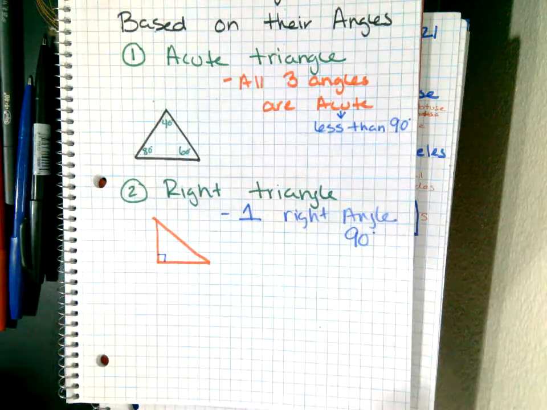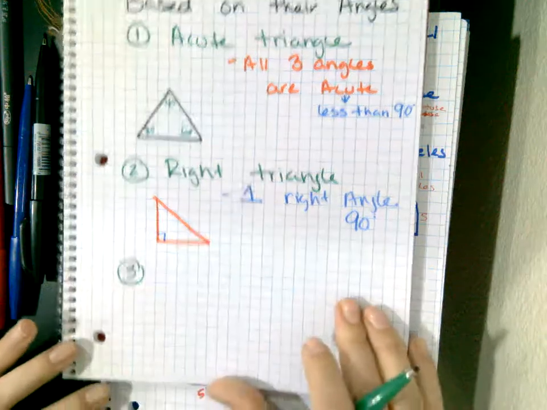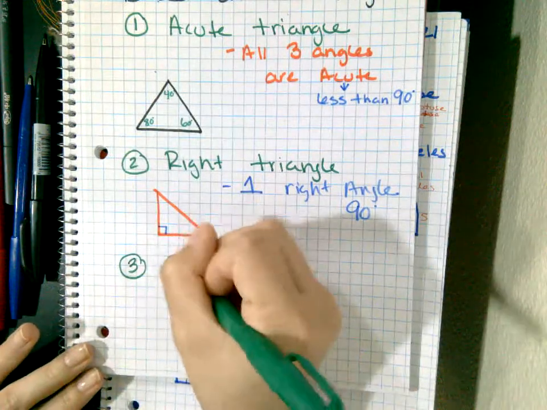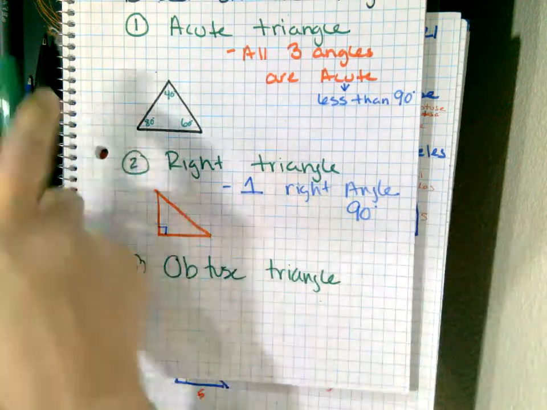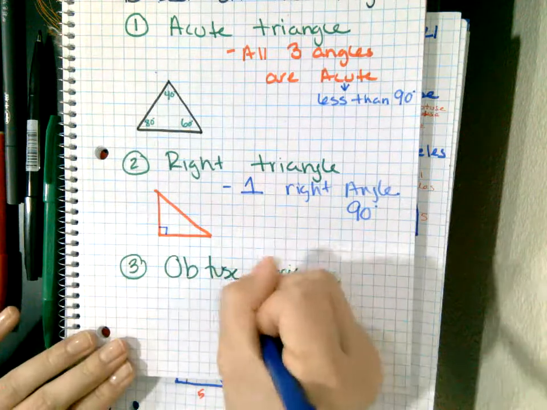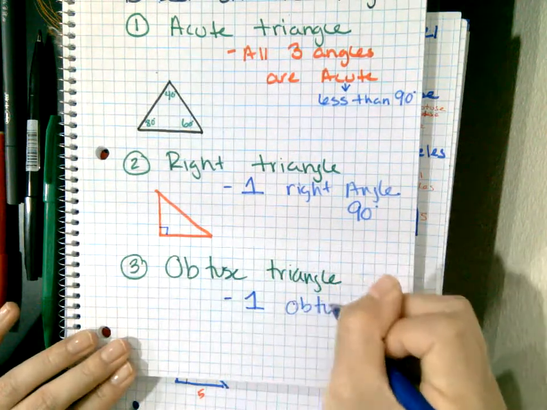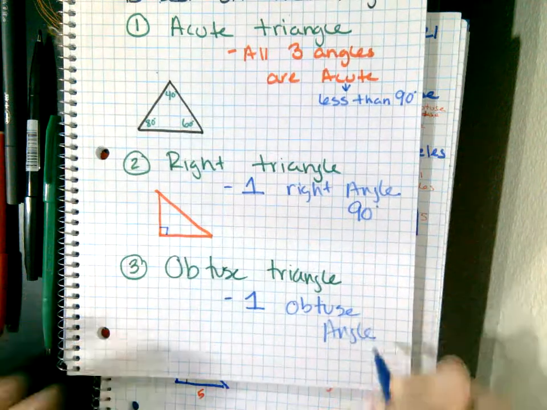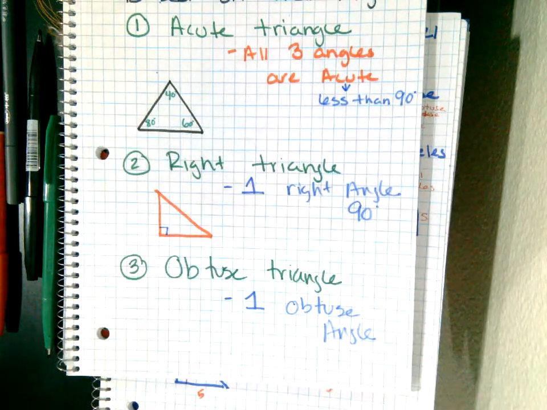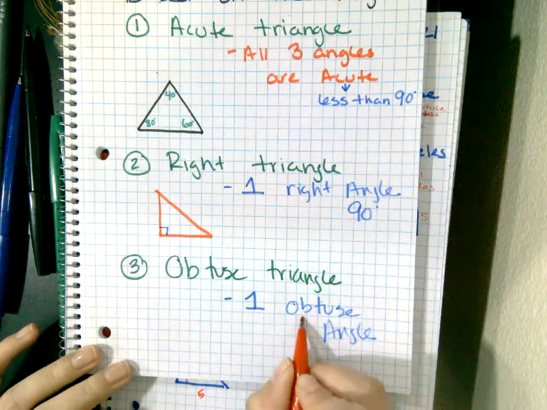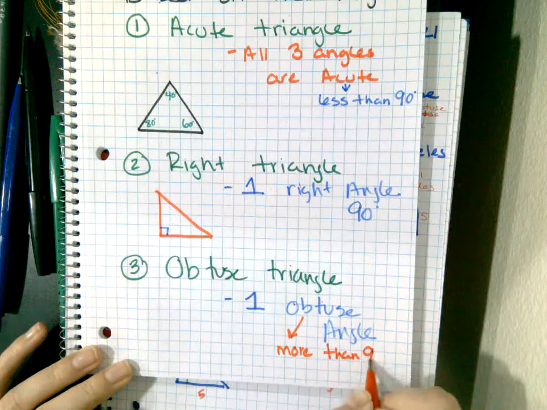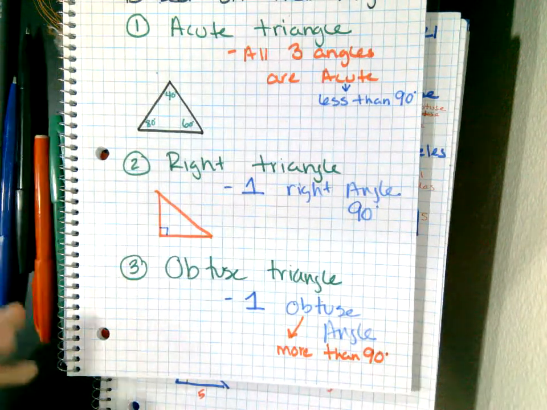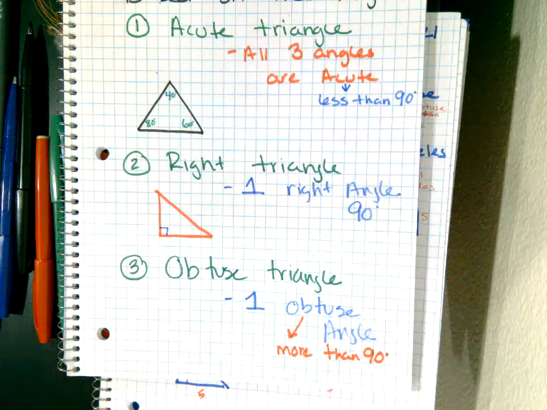Okay? Number 3. The last way you can name a triangle based on its angles is called an obtuse triangle. And an obtuse triangle has one obtuse angle. But you might be saying, okay, but what's an obtuse angle? Well, an obtuse angle is anything that is more than 90 degrees. Okay? So if you have an angle that's obtuse, boom, the whole thing is called an obtuse triangle.